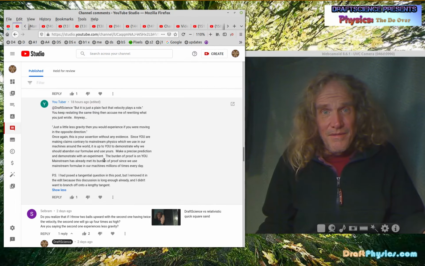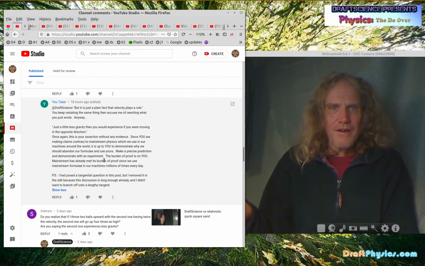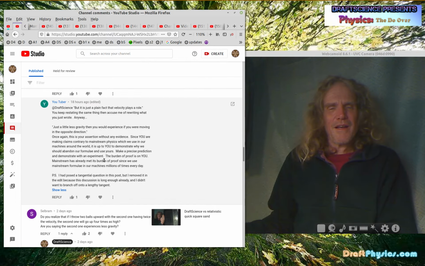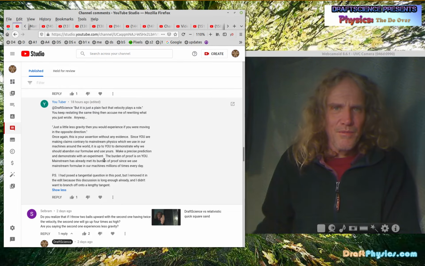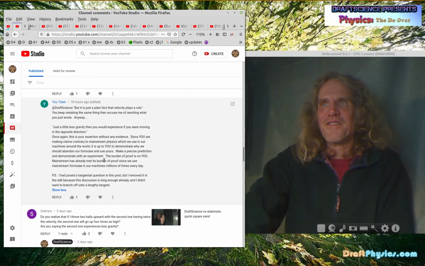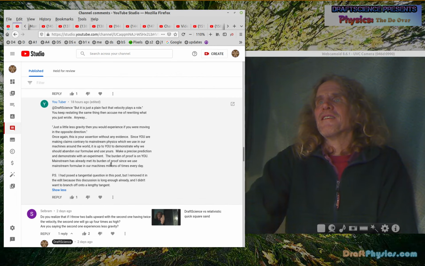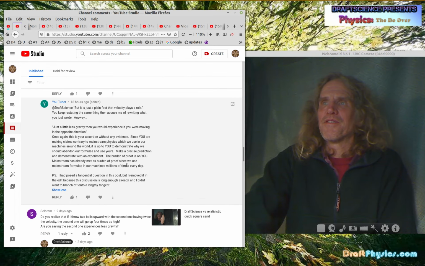I'm pretty unconvinced. Like with LIGO, you're convinced. I'm not convinced because theoretically I know they don't even know how a beam splitter works. They don't even know that the two beams can't be identical. Alright. Already met its burden of proof since we use mainstream formulae in our machines millions of times every day.